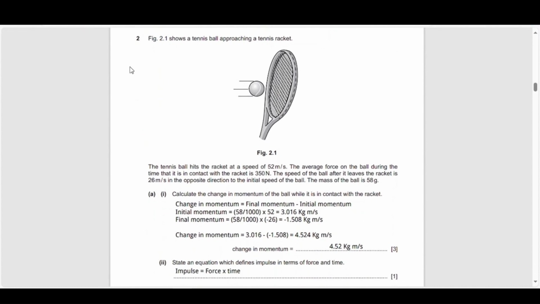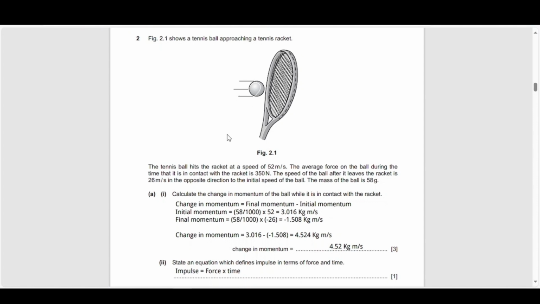So figure 2.1 shows a tennis ball approaching a tennis racket. The tennis ball hits the racket at a speed of 52 meters per second. So it's moving from the left to the right, and it's got a speed of 52 meters per second. The average force on the ball during the time that it is in contact with the racket is 350 newtons. Okay, so expect a question on impulse.